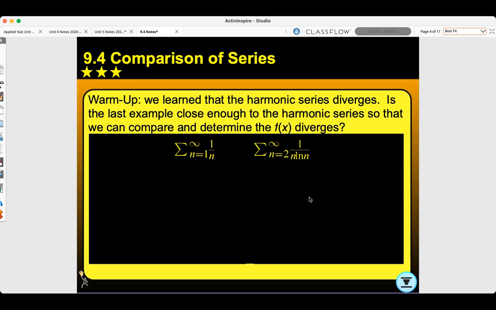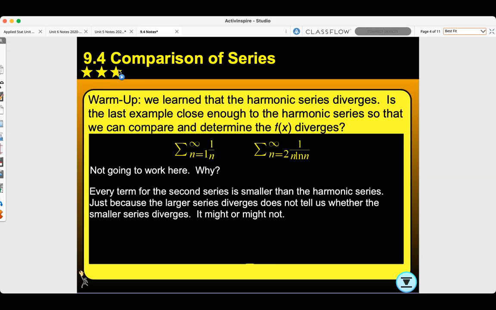We looked at 1 over n natural log of n, and the series diverged by the integral test. Okay, and we want to know, can we show that, compare, and determine if something converges? And it's not going to work here, and this is why. Every term of the second series is smaller than the harmonic series. Just because the larger series diverges does not tell us whether the smaller series diverges.